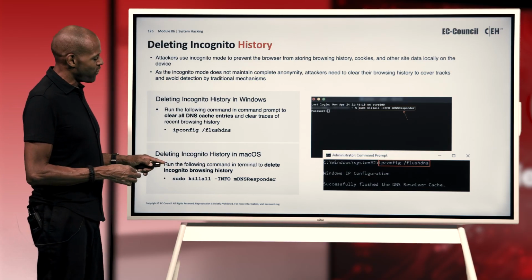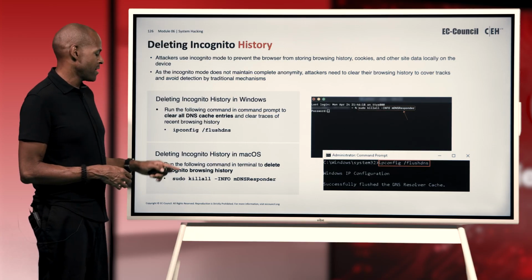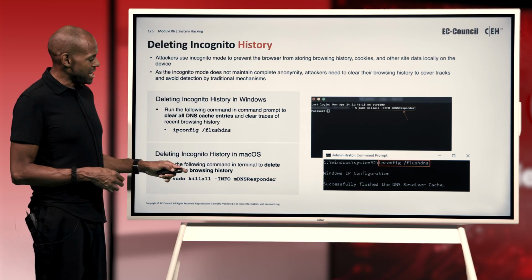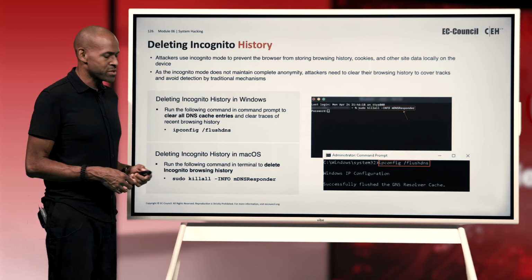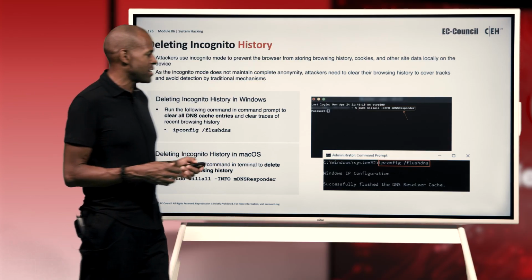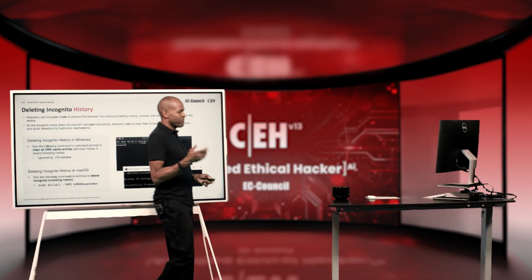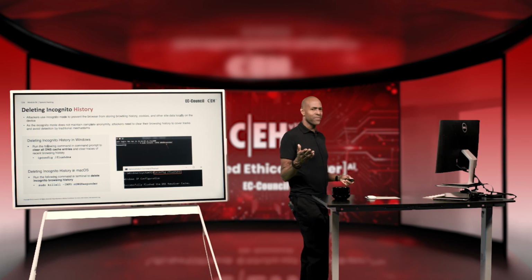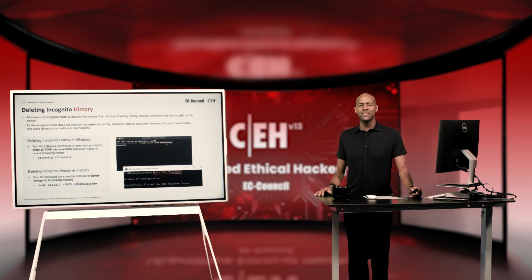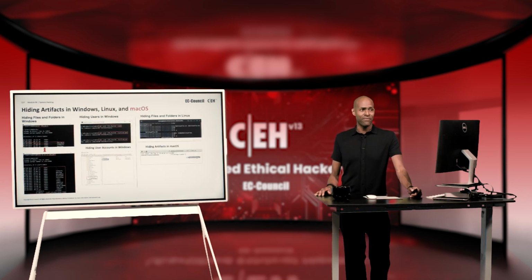And then for Mac, what we want to do is sudo killall -INFO, and then you give it the mDNSResponder. So that is how you do it on your Mac. So ipconfig /displaydns, you can see everything. ipconfig /flushdns, and you can get rid of everything in DNS.